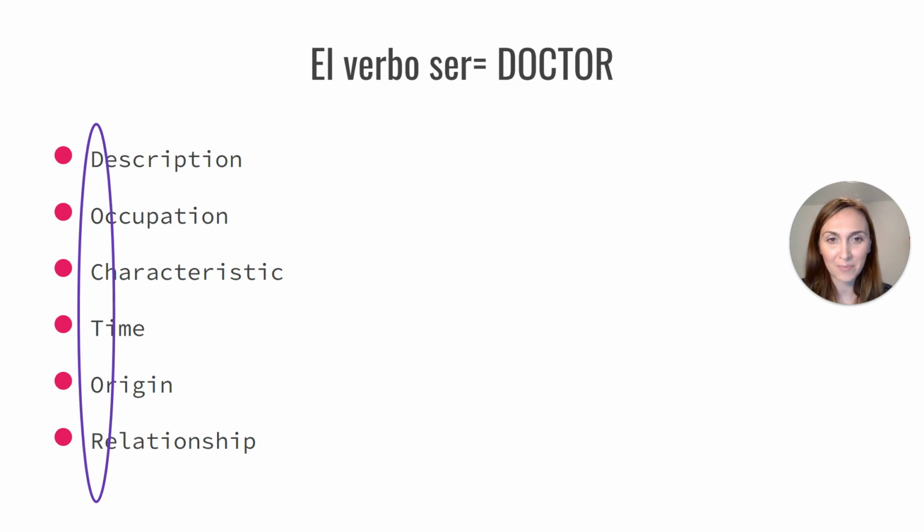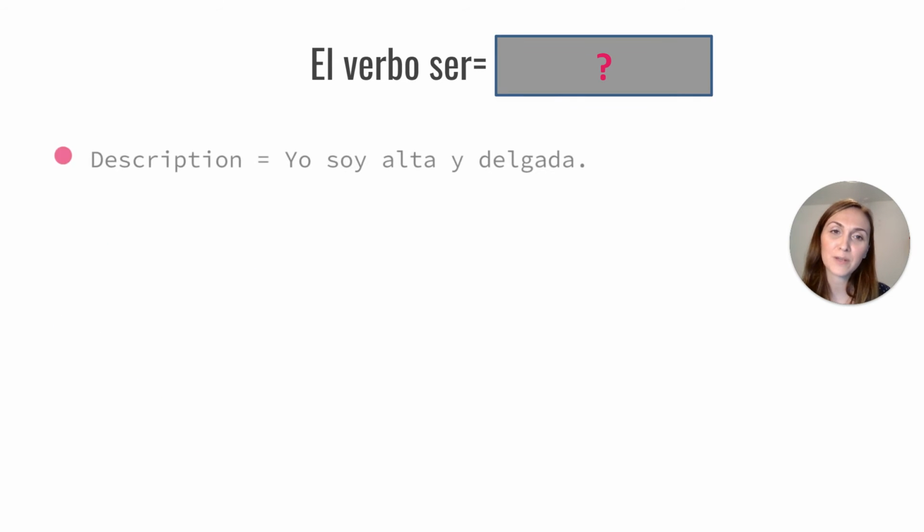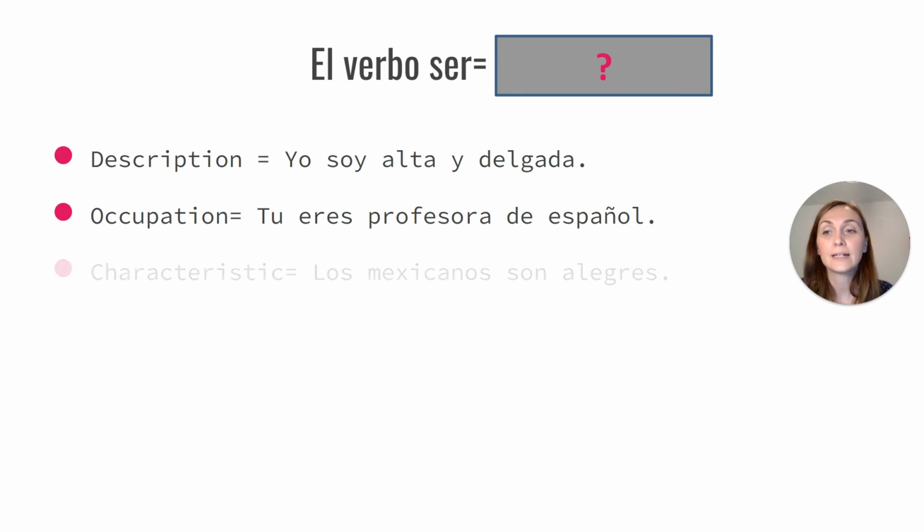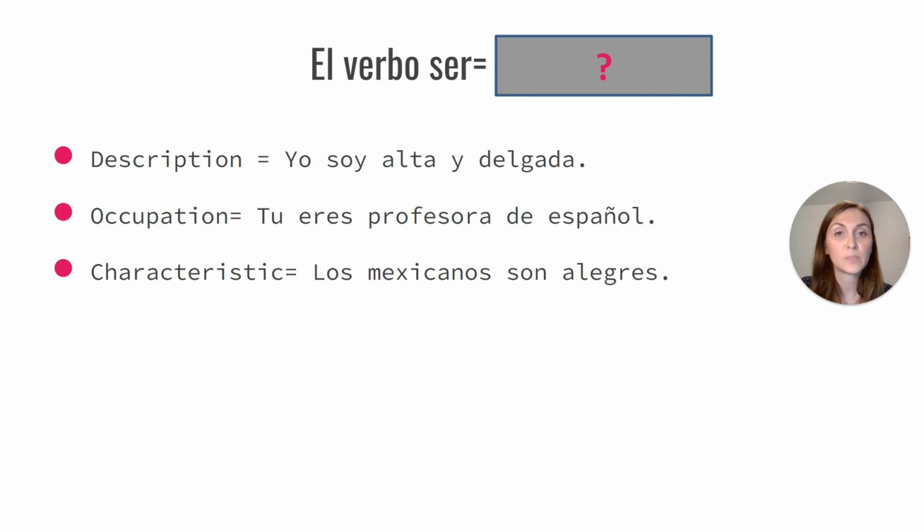Now, let's see some examples, okay? I also recommend you write them down so you have them. You also need them in your next exercise. Description. Yo soy alta y delgada. Occupation. Tú eres profesora de español. Characteristic. Los mexicanos son alegres.